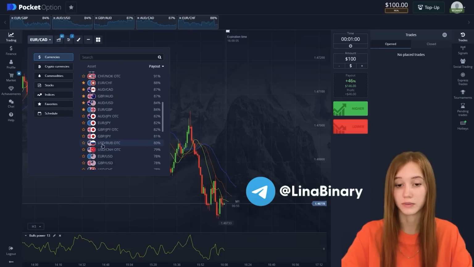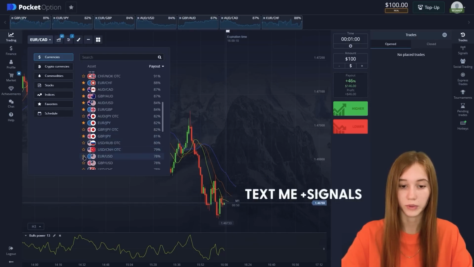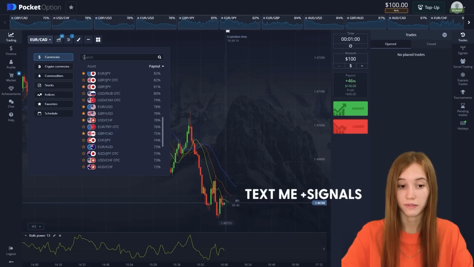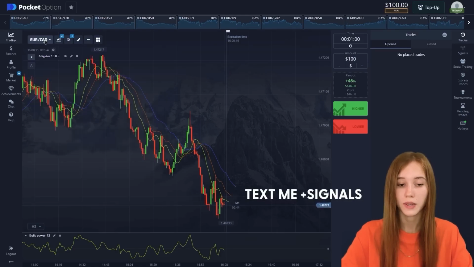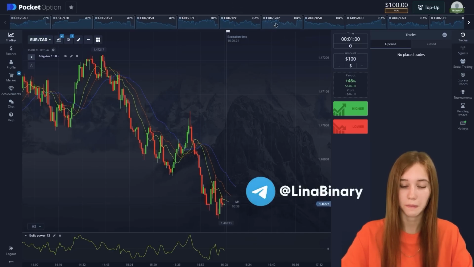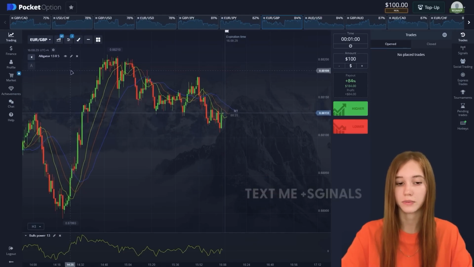I think it will... no, one more. I think it's enough. Yeah, this should be enough. Let's continue with the settings. Today we will use two indicators, Pulse Power and Alligator.